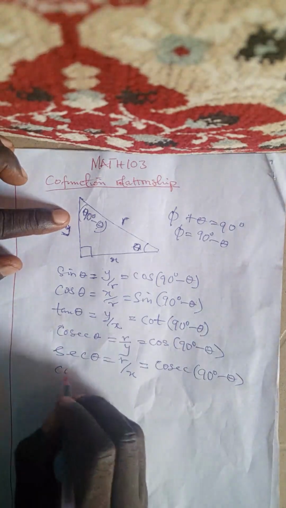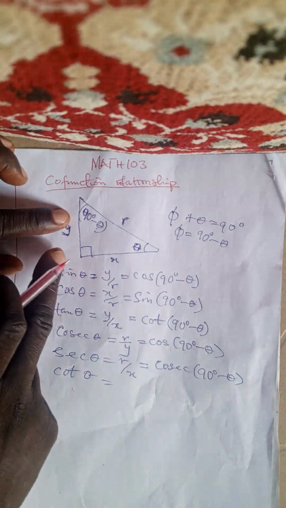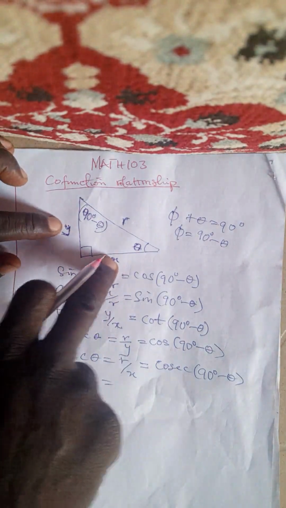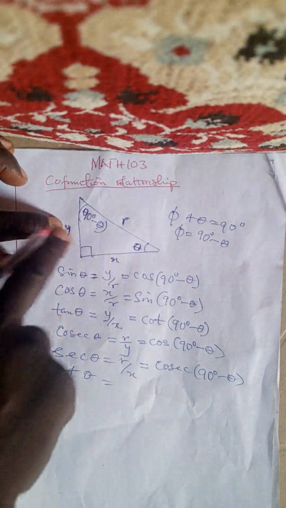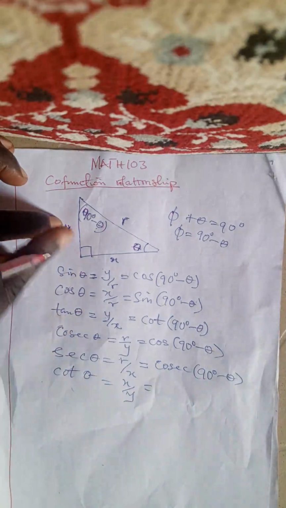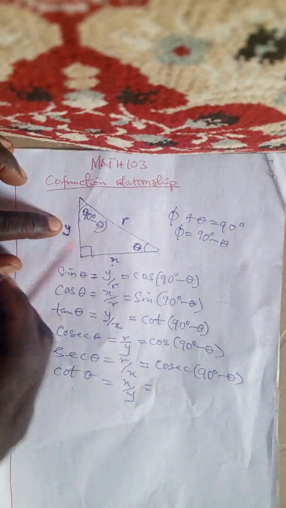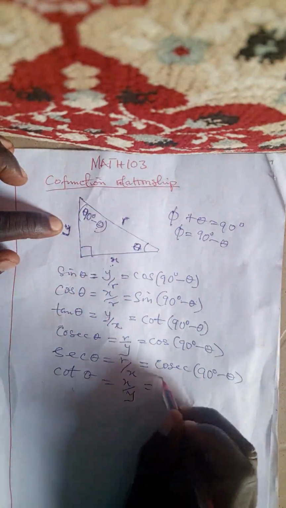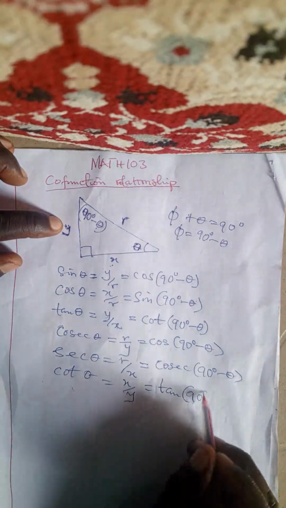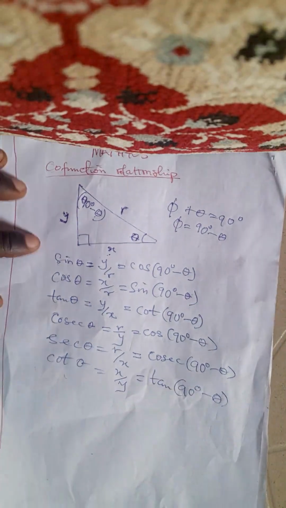Now, what is cot theta? Cot theta is going to be adjacent over opposite, which is equal to x over y. But in terms of 90 minus theta, x over y is opposite over adjacent. But this is tan of 90 degrees minus theta. Now, one can give an example.